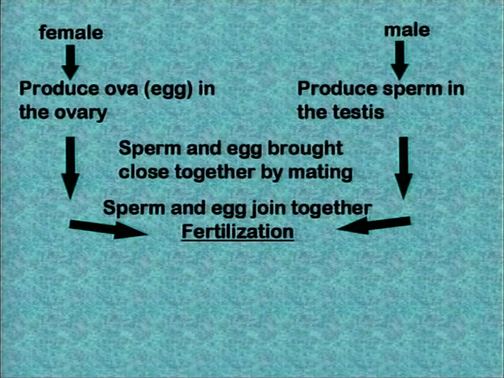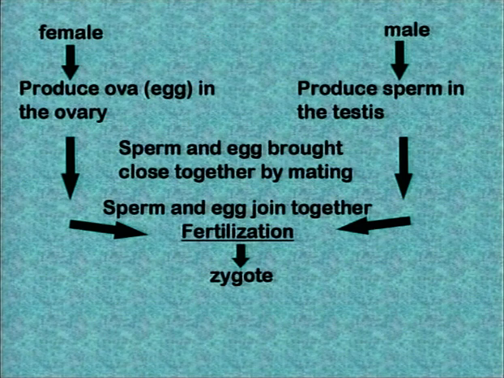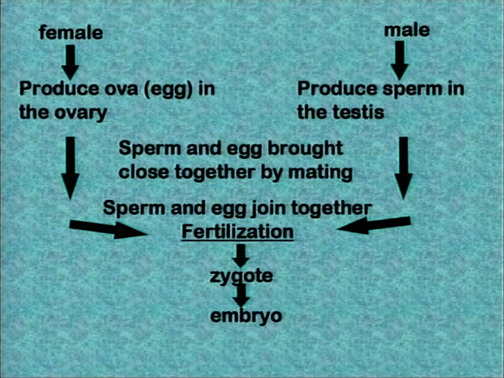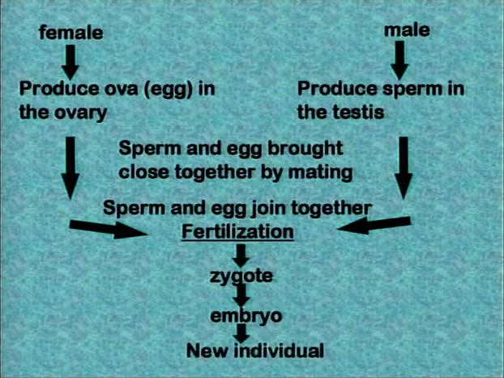Are you following? When fertilization occurs, as we have looked at with the cell, a new cell is formed, and that new cell is called a zygote. When the zygote continues to divide, more cells are formed, and eventually an embryo is formed. The embryo develops into a new individual.